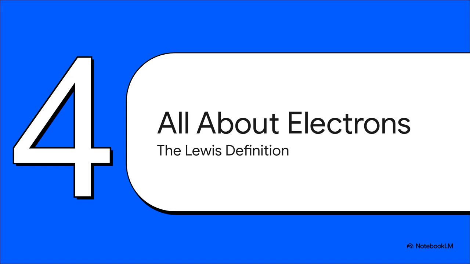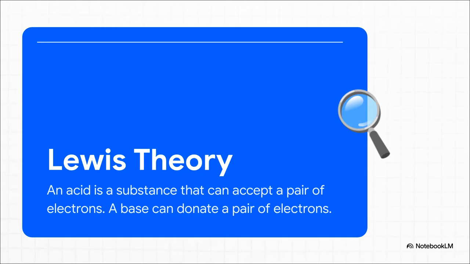But what if a reaction doesn't even have a proton to swap? What then? Well, science pushed the boundaries one more time, leading to our final and most powerful definition. This one zooms in even further, to the most fundamental particles of all, the electrons. Okay, so the Lewis theory is the ultimate level up. It completely forgets about protons and just focuses on what's happening at the electronic level. A Lewis acid is an electron pair acceptor. A Lewis base is an electron pair donor. So it's not a proton swap anymore. It's more like a dance for electrons, all to form a new bond.